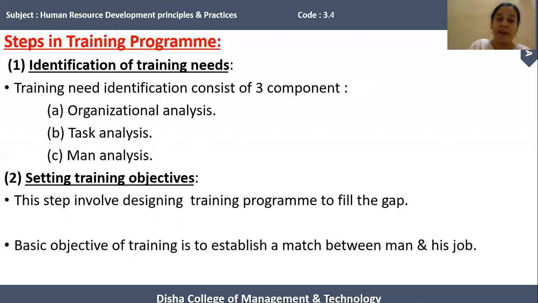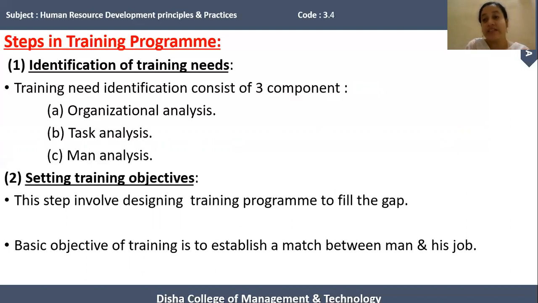And lastly, man analysis. In man analysis, the organization identifies the person's skills, potentialities, and abilities to perform the particular task. If the person has some skill lacunas for performing the particular task, then the organization decides to provide a training program to the human resources. So identification of training needs can be done in three phases: organizational analysis, task analysis, and man analysis.